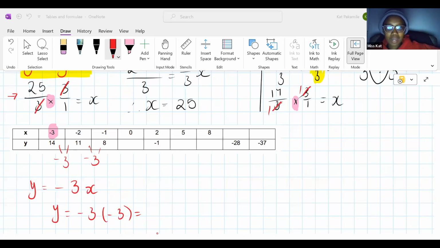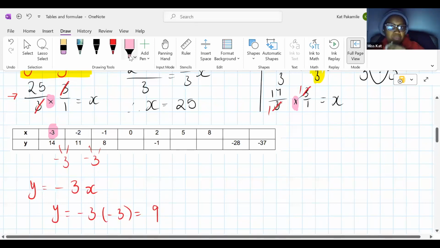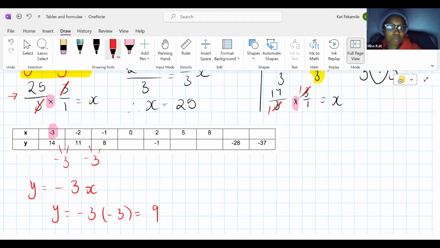Is 9 the output we want, guys? Look at our table. No. What do we have to do to 9 to get to the output we want? We want 14, right? So what do we have to do? We have to add 5. So in our formula, it's -3x plus 5.